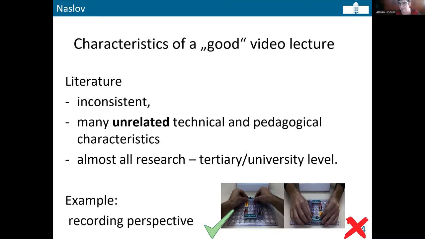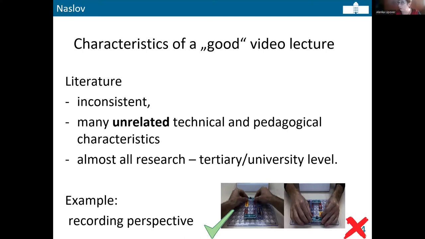It seems logical, but still, we have a research that says, yes, first perspective is better, and we have research that says, no, the second perspective is better. And they argue that the second perspective is better because that is how a student sees a teacher working. If you are demonstrating something, the student cannot stand behind your back and look at your hands. He's normally looking from this side of the table.